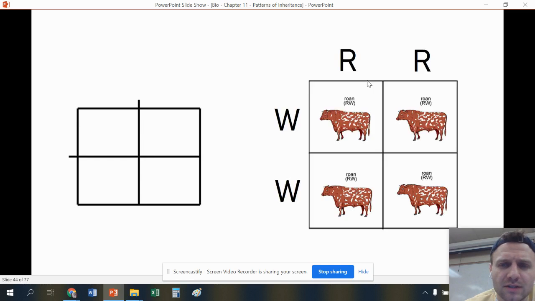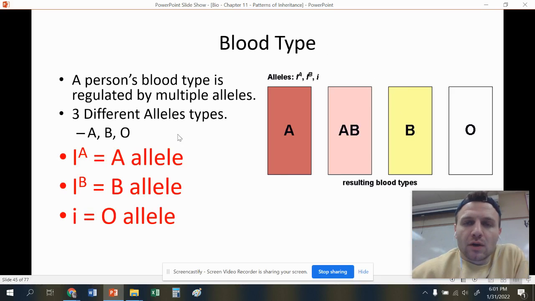Let's look at the Punnett square that makes a roan cow. So we usually do these in class, but you can see a red cow and a white cow. The R stands for red, W stands for white, and they produce these roan cows, which are both red and white. An example of codominance is human blood typing. I always like going through human blood typing because I think it's pretty interesting, and students can really relate to this because they have their own blood types.